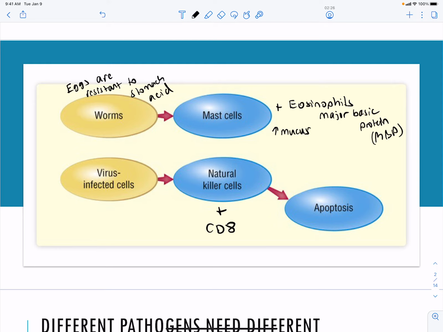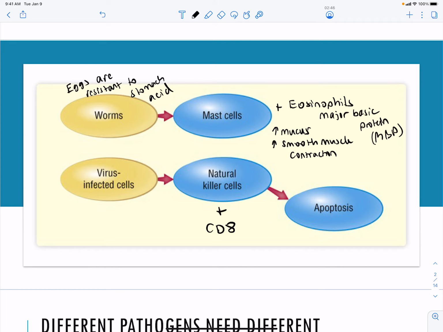This is similar to an allergic response because allergic response is on the same Th2 pathway as a worm response, and an increase in smooth muscle contraction. And this is used to expel the worms.